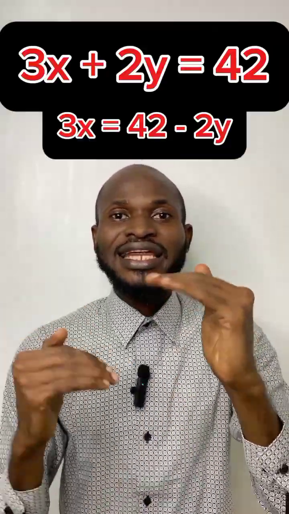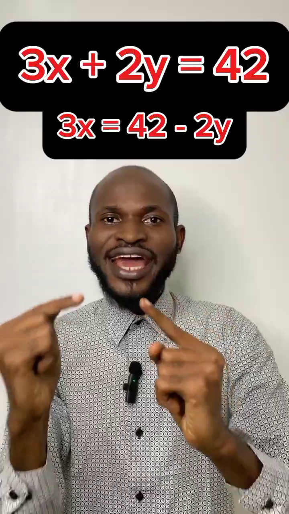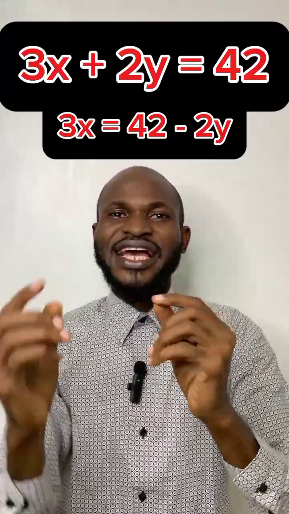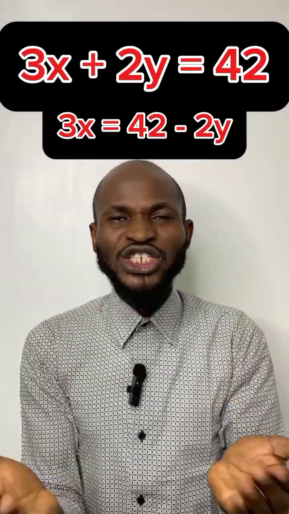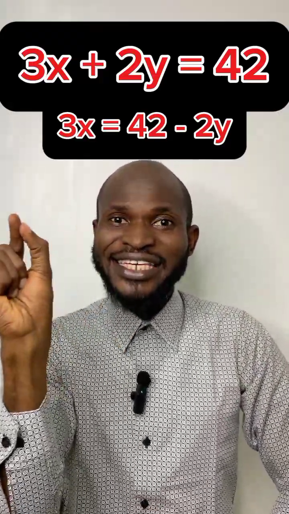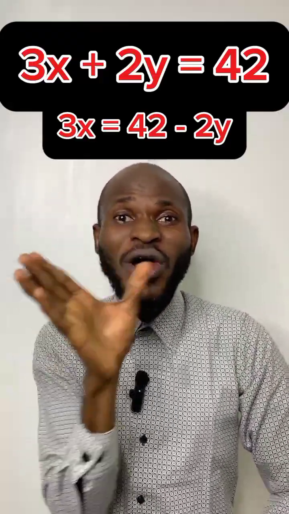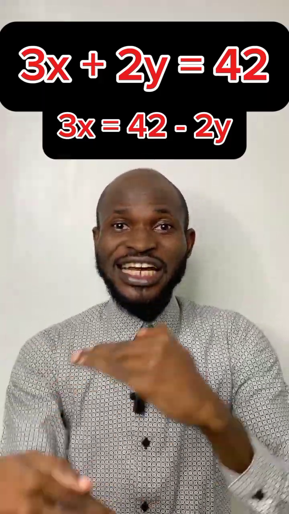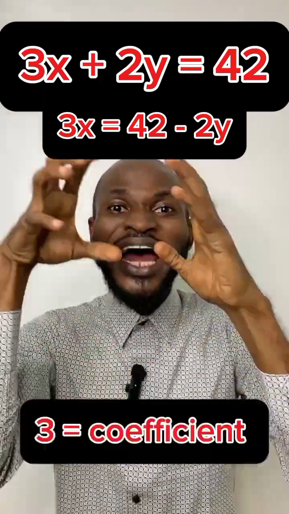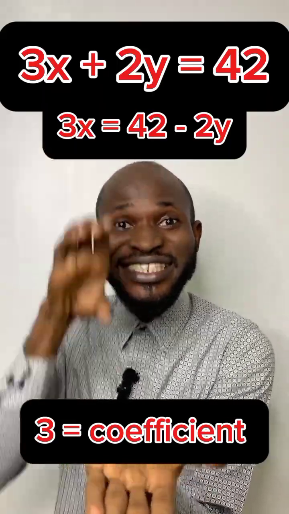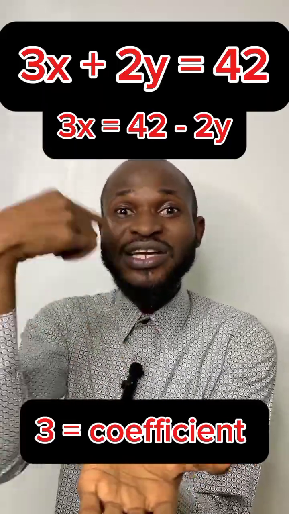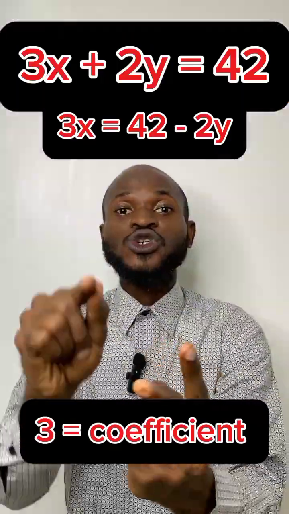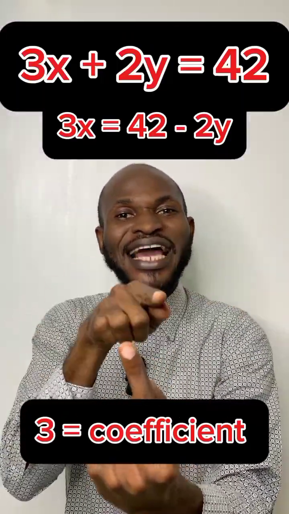Okay, so with that now, go to the next level. 3x is equal to 42 minus 2y. At this point, you have 3x on this part of your equation. Now, 3x, 3 is the coefficient. What is the coefficient? The number that is standing with your unknown is the coefficient in any linear equation. The number that is the coefficient should be used to what? Divide both sides of the equation.